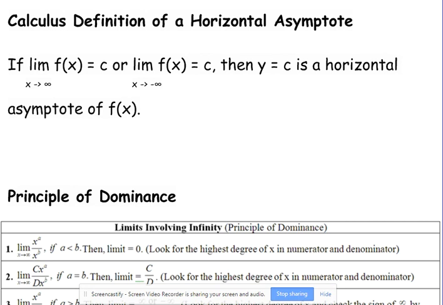I have seen them ask questions, those like which of the following are true kind of questions. I've seen those on the AP exam before, and you've got to understand that a horizontal asymptote can be described using limits as they approach infinity.